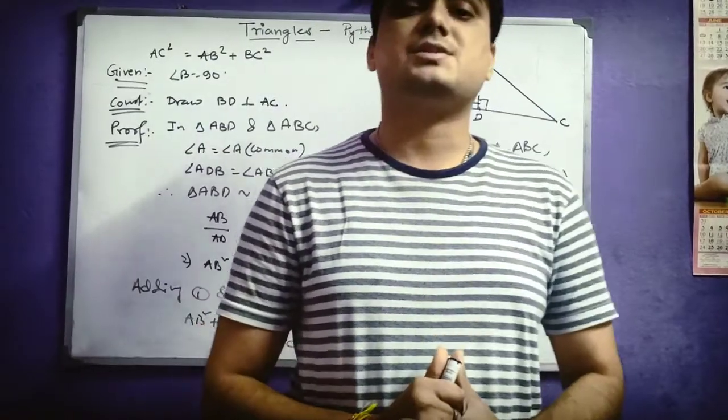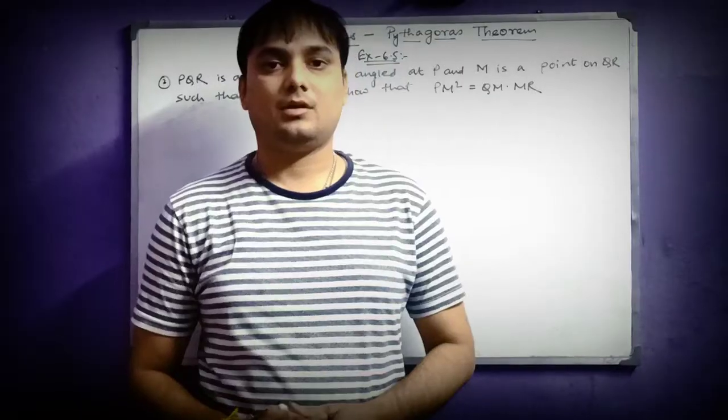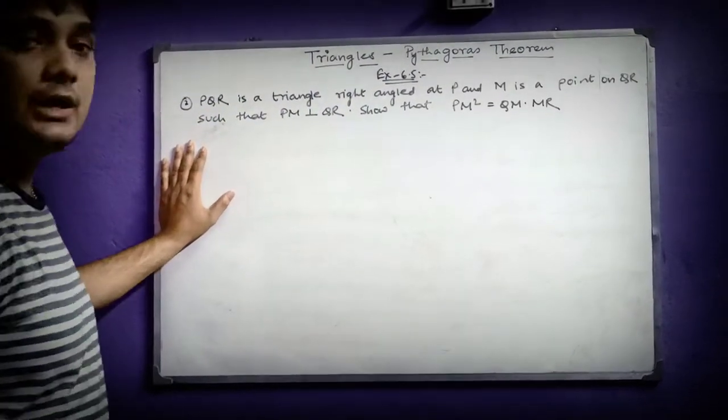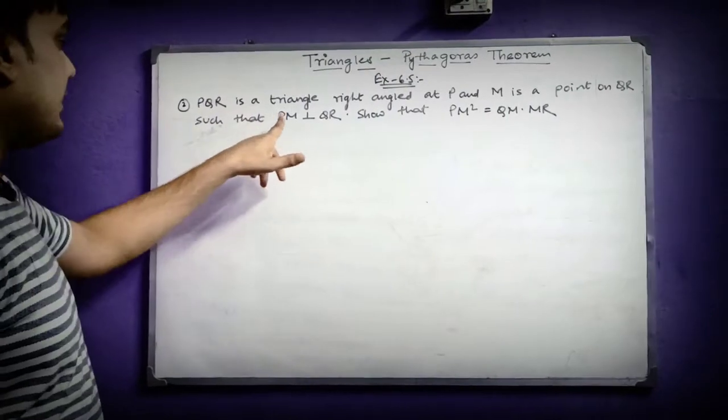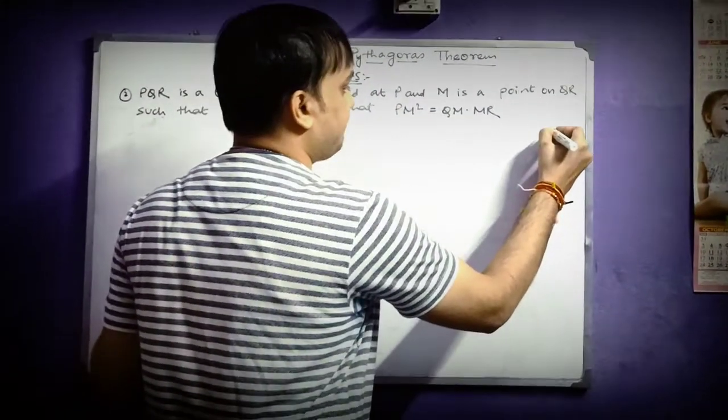Now let us solve a few questions from the last exercise. Okay students, here I have taken question number 2 because this question is very interesting. PQR is a triangle, right angled at P. So let us draw a right angle triangle.